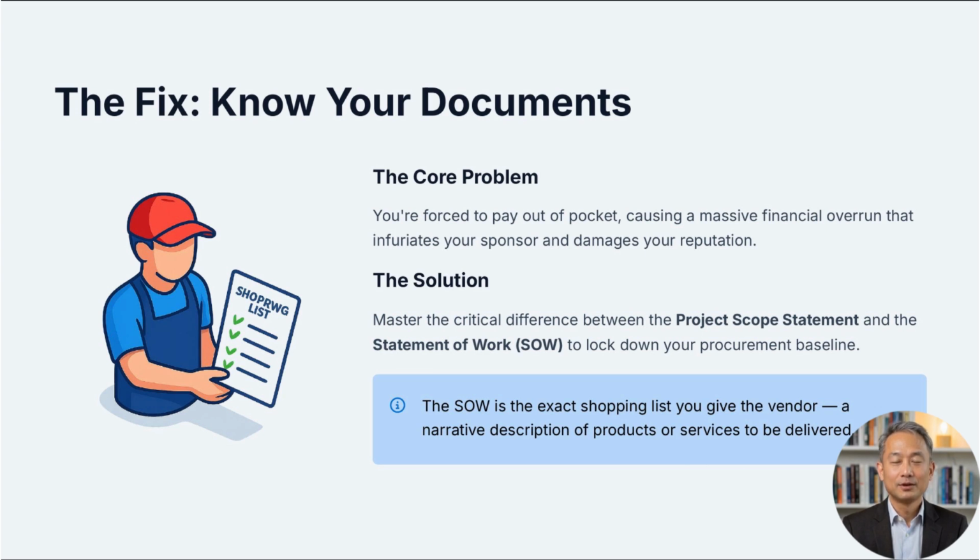Think of the SOW as the exact shopping list you give the vendor to fulfill the contract. It is a narrative description of products or services to be delivered by the project. It outlines required deliverables to an external contractor.